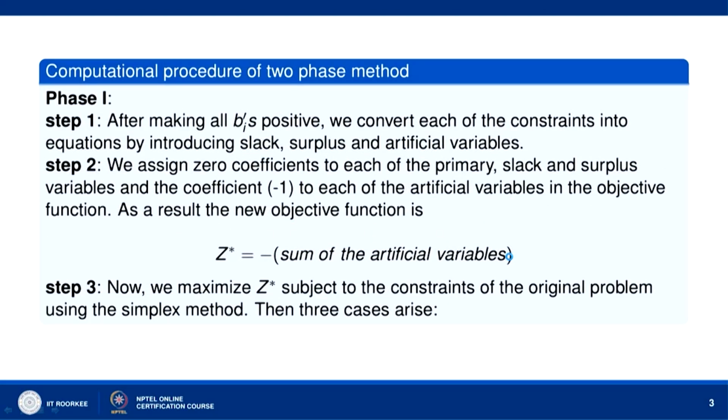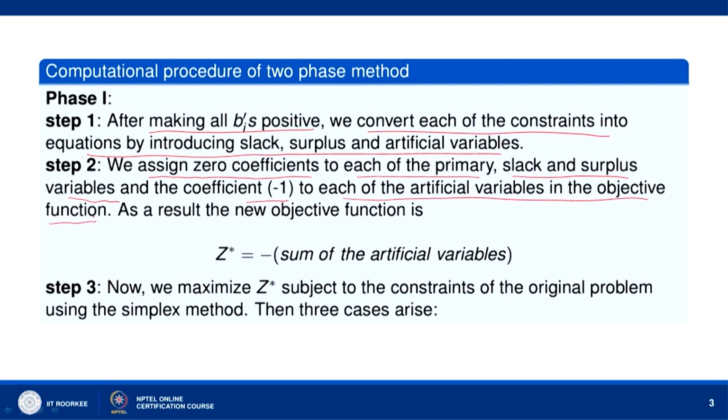So in phase 1, let us consider step 1. After making all bi's positive, we convert each of the constraints into equations by introducing slack, surplus and artificial variables. In step 2, we assign 0 coefficients to each of the primary, slack and surplus variables and the coefficient -1 to each of the artificial variables in the objective function.